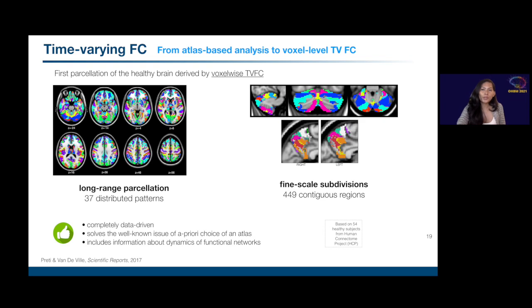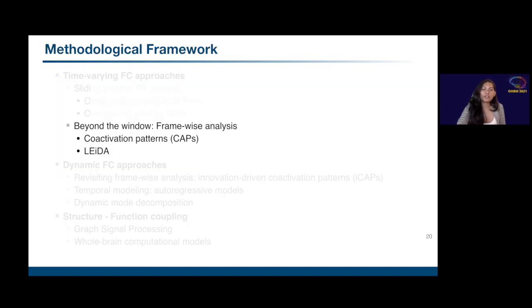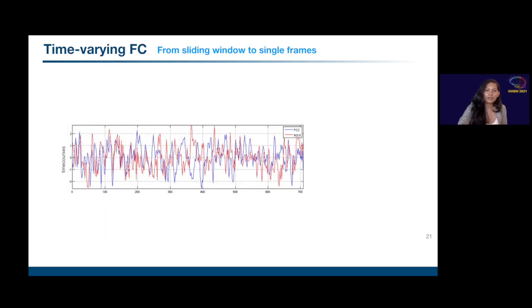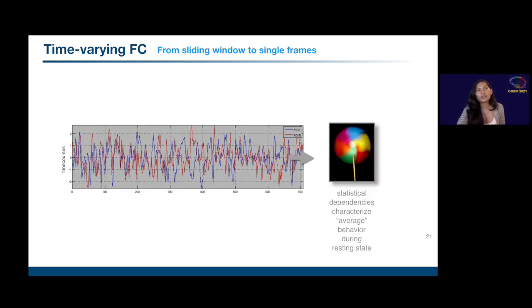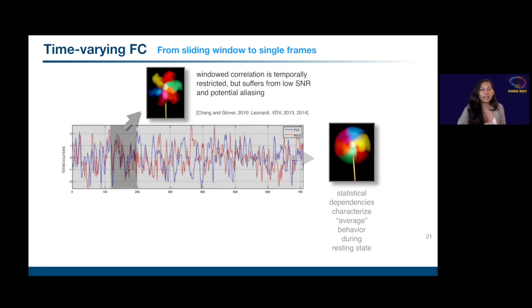Okay, now going beyond the study of sliding window analysis are the methods that evaluate temporal, time-varying functional connectivity at the frame-wise level. So what do I mean by this? Recall that static functional connectivity looks at the average, giving a single measure across the whole time course. And when we do sliding window, we improve the resolution by zooming in on a specific window.